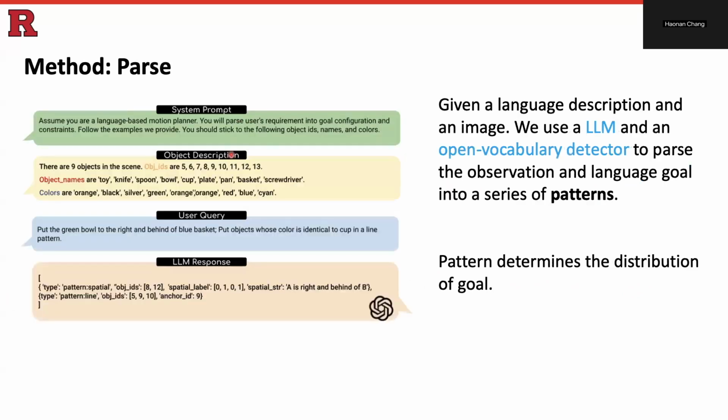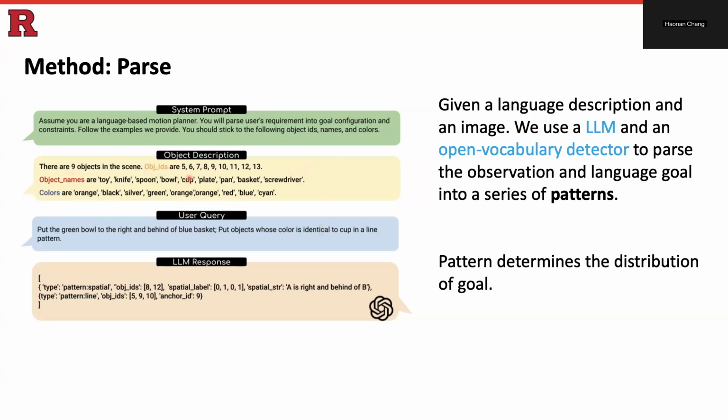After understanding the concept of pattern, let's talk about the detailed pipeline of LGMCTS. At the beginning, we are provided with a language description and an image. We use language models and an open vocabulary detector. The open vocabulary detector is used to parse the image, or parse the observation, into object categories and colors, providing them with different IDs.